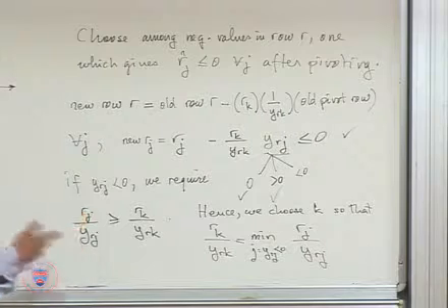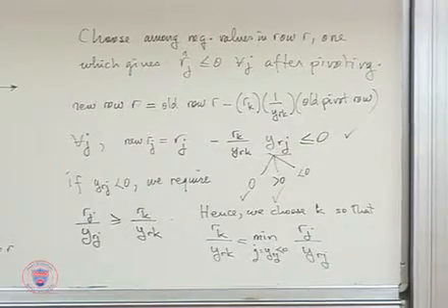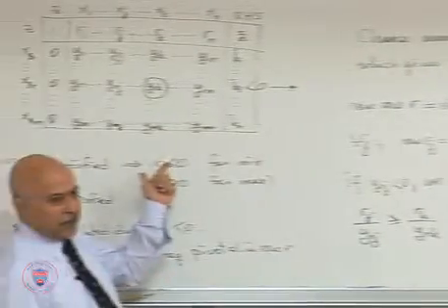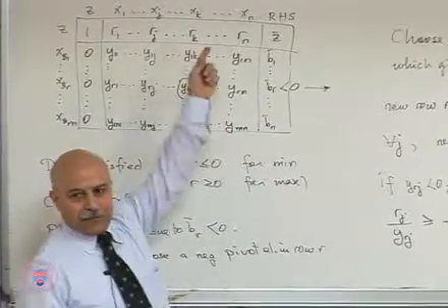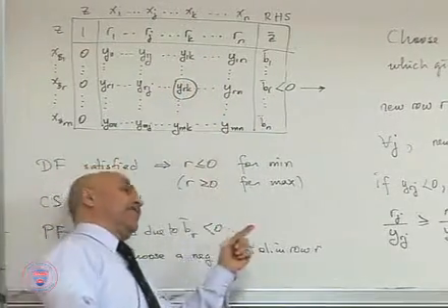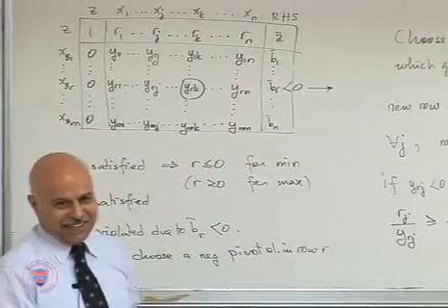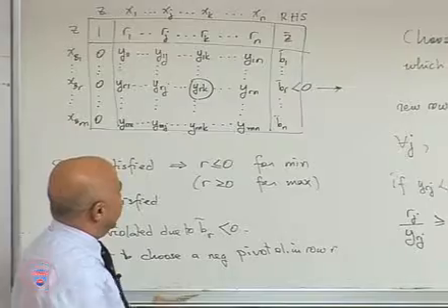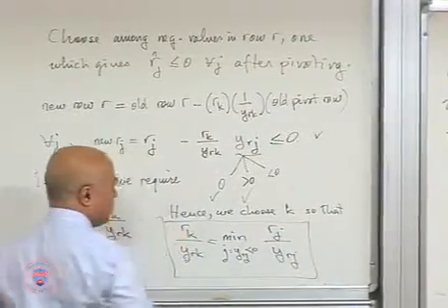It's like the minimum ratio test of the regular simplex method, except that rather than using the right side and the column to enter, you're using the row to exit and the top row. And if you look at it this way, that's actually the regular simplex method, essentially. Okay? All right, so this is how you pick it.